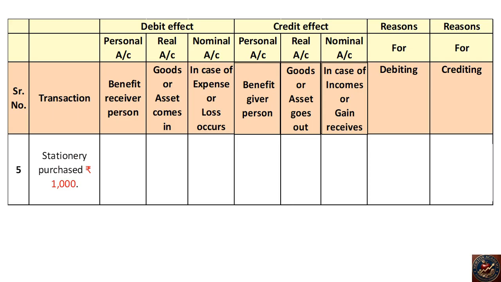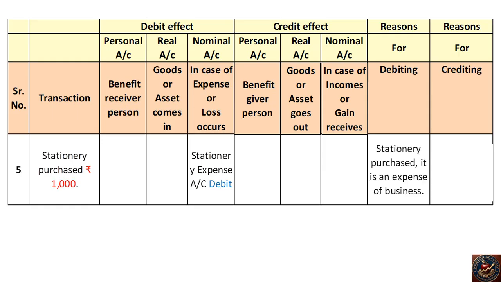Stationery purchased 1,000 rupees. The debit side, stationery is an administrative cost. According to the nominal account rule, we debit all expenses and losses. Therefore, we debit stationery expense account. The reason for debiting is simple. Stationery purchased, it is an expense of business.